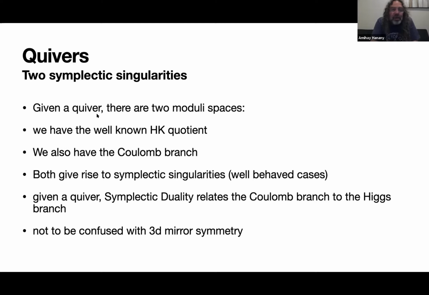But one should remember that given a quiver, which is some combinatorial data of some graph, there's nodes connected by edges with node labels. And then this allows me to not only construct the hyperkähler quotient, but also the Coulomb branch. So given a quiver, I really have two moduli spaces, not just one. And they are very different. They are related to each other through this thing which is called symplectic duality.